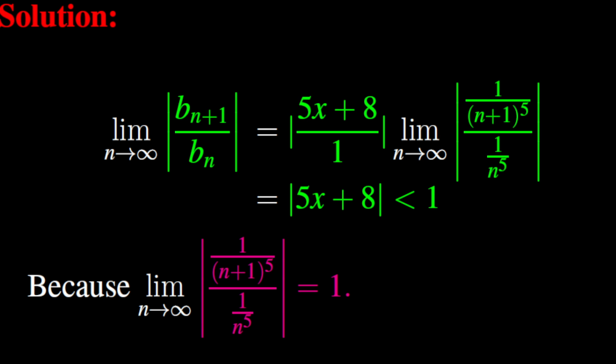This is because the limit as n goes to infinity of the fraction 1 over (n + 1) to the power 5, over 1 over n to the power 5 is equal to 1. This comes from the fact that this quantity is a fraction of polynomials with same degree, and same leading coefficients.